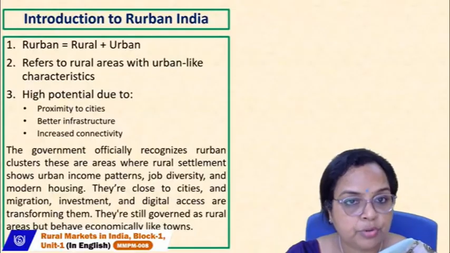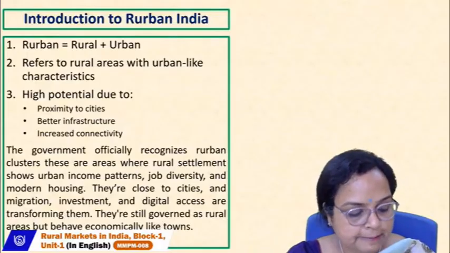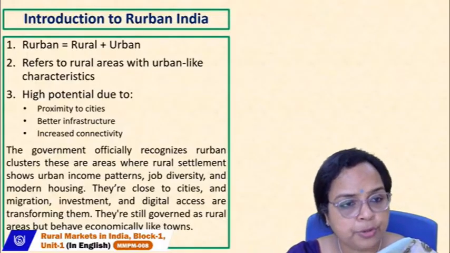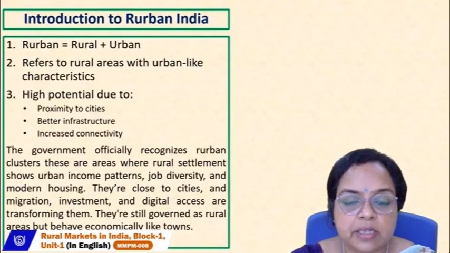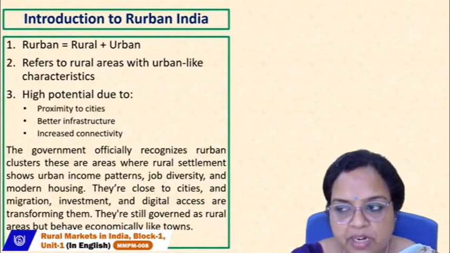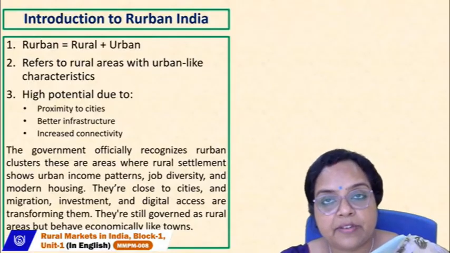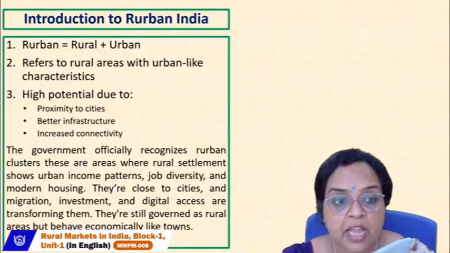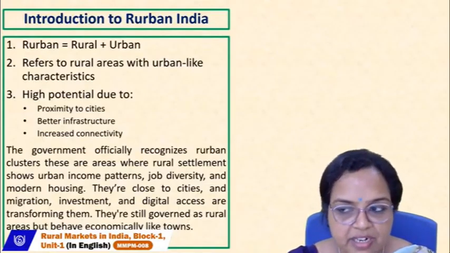Next is introduction to Rurban India. What is Rurban? That is a combination of rural plus urban. It refers to rural areas with urban-like characteristics. It is classified as rural, but having urban-like characteristics, with more consumers in that particular area. They are product aware, they are tech savvy, they are literate people. So it matches with urban-like characteristics. High potential due to proximity to the cities, better infrastructure, and increased connectivity.